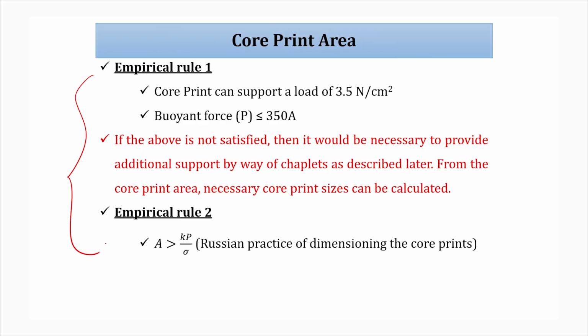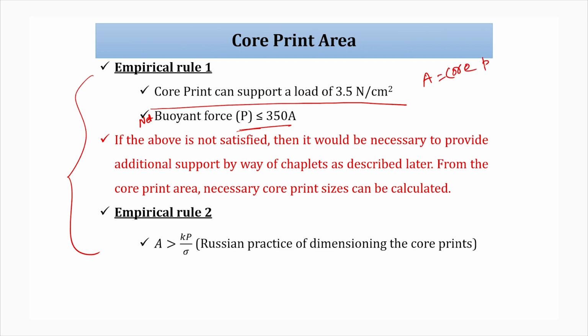There are two empirical relations. The first: the core print supports a load of 3.5 Newton per cm square. So the net buoyant force P should be less than or equal to 350 A. And what is A? A is the core print area.